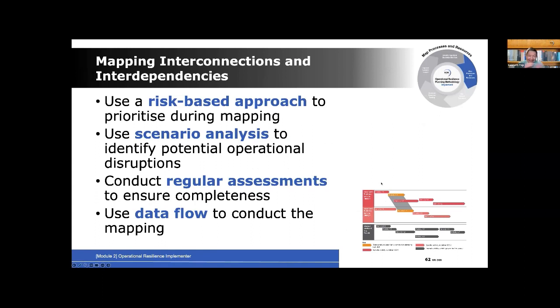Okay. Great. Now, read this first. Mapping interconnections: use a risk-based approach. I shared my example. Use scenario analysis to identify potential operational disruption. At the beginning of this session, we talked about those disruptions. Conduct regular assessments to ensure completeness. Use data flow. Some of you shared how you map all this now. And I also shared examples, like you can use swim lanes to map some of these processes, organizing them into front and middle office, something for you to consider. All right.